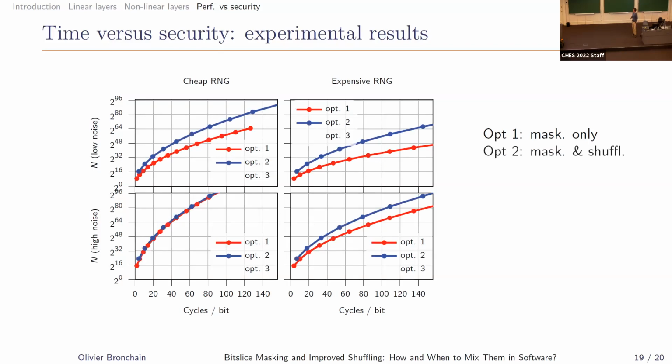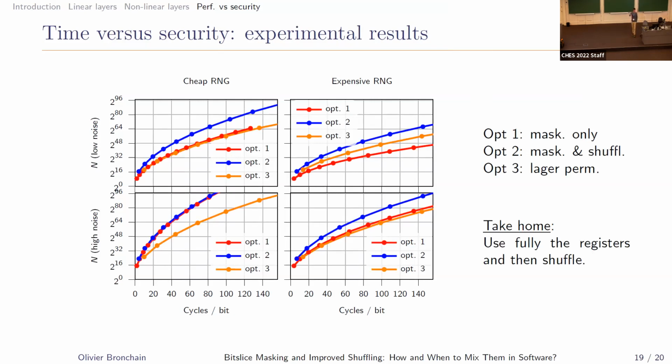Then you can do masking and shuffling together, so option 2. And then you can do option 3. So what we see, not only in this setting but also in all the settings we observed in the paper, is that pushing for serialization, so not fully using the register in your implementation, is kind of a bad idea. It's systematically slower than fully using the register. So you should favor parallelism.